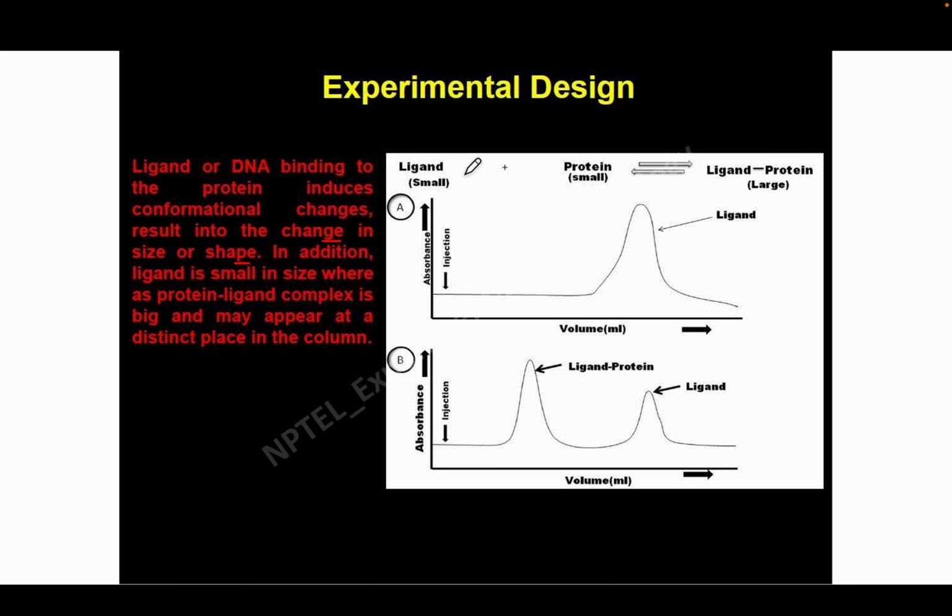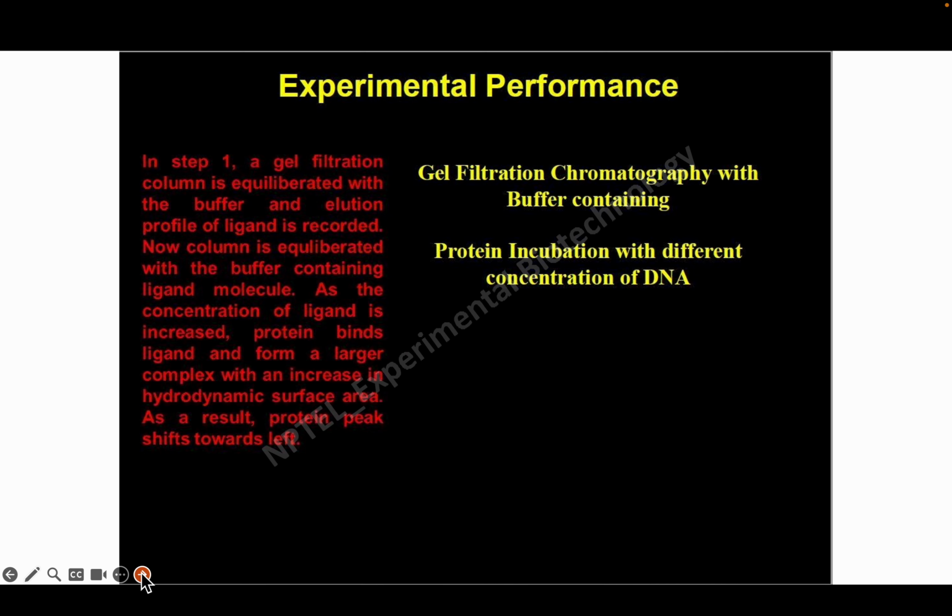So if your ligand is small and it's interacting with another small protein, the ligand and protein get together, accumulating and making a large complex, which is larger than the individual ones, right? So when you are injecting that larger complex, you will see elution of the ligand plus protein complex at earlier elution fractions. This is how you will be able to understand the exact molecular weight of this larger complex.